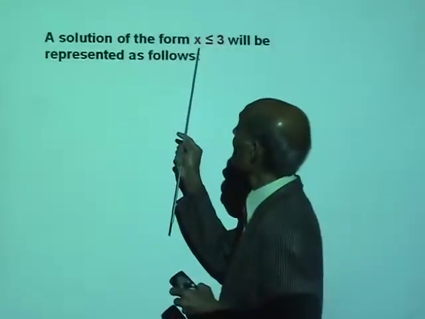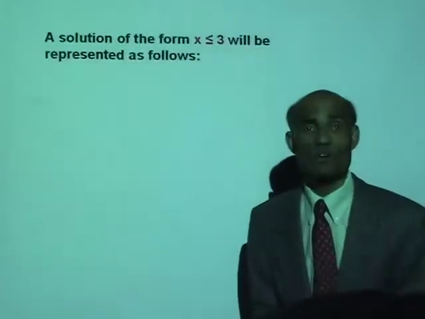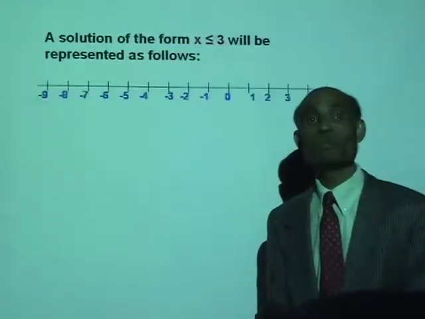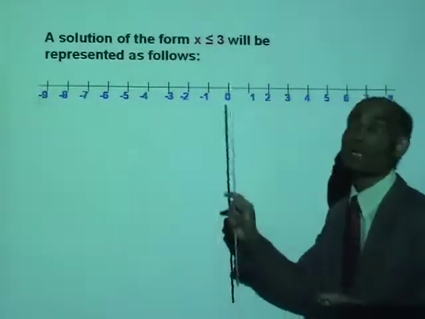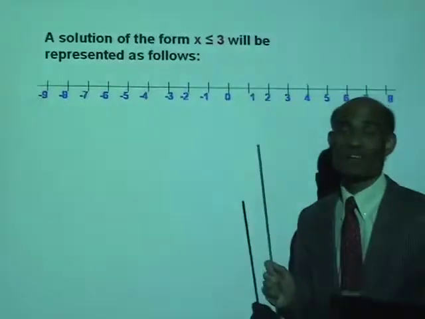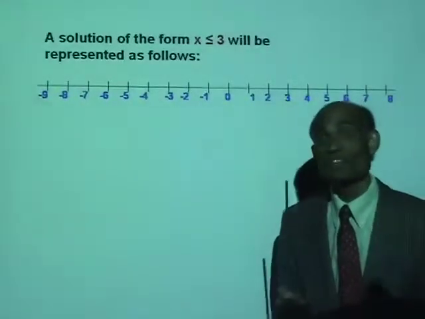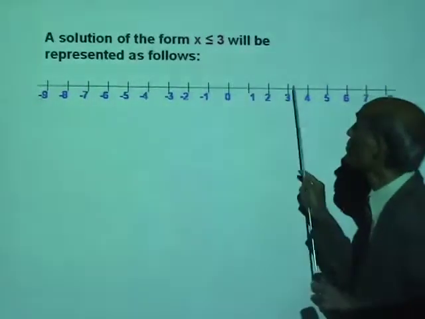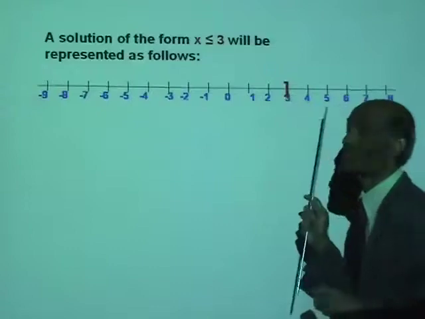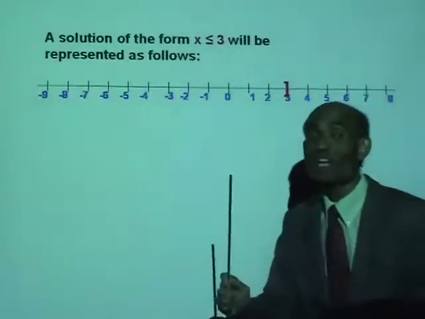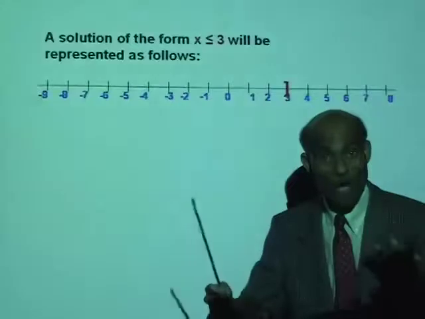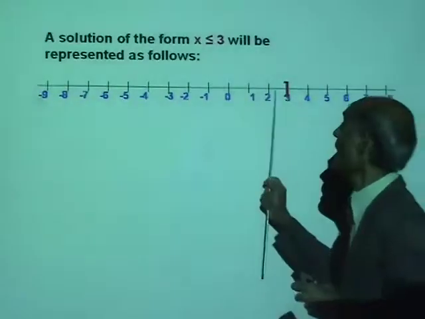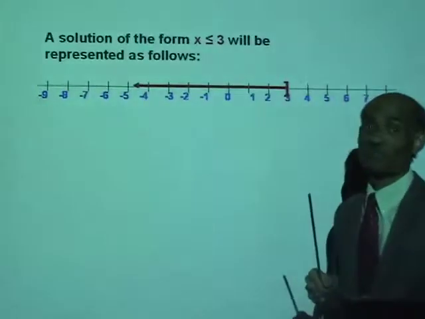How will you represent then a solution like this? Can you do that on your own? X less than or equal to 3. What will be the representation on the number line? Less than or equal to 3. The only difference this time is that X also includes 3. So what will you do on 3? Put a square bracket on 3. It means X equal to 3 is now a part of the solution. X equal to 3 is now included. And now an arrow to the left.